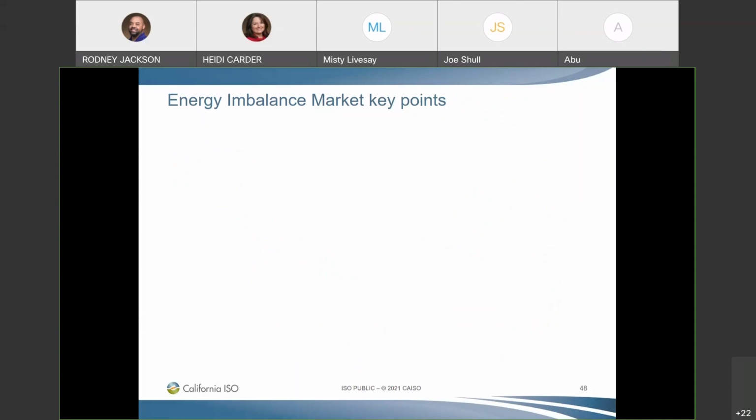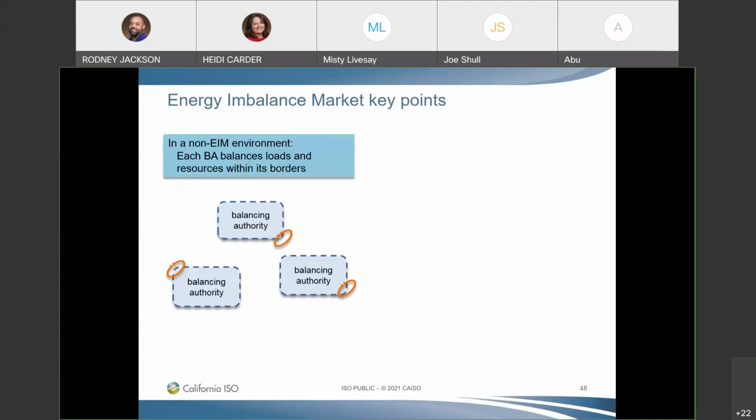So what is the EIM and why is it important for us? If you look at not being part of the EIM, this is the example here on the left. You're going to have a limited pool of balancing resources. You're going to have a high level of reserves. There's going to be a lot of economic inefficiencies, and there's going to be increased costs for integration.